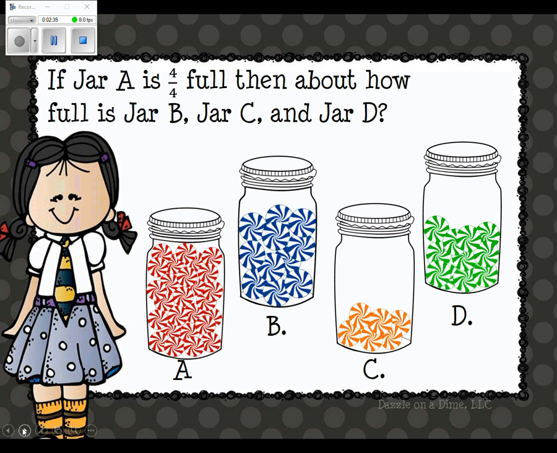Okay. And then we're also going to look at fractions of a group. If jar A is 4/4 full, because it's all the way full, it's one full jar, then how full is B, C, and D? So this one is all the way. You can see this is a little bit further down. What would you say? Would you say 2/3 or 3/4? 3/4 would be correct.